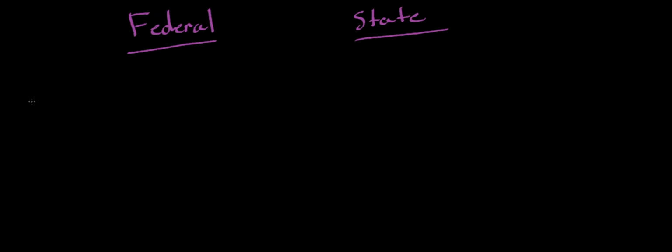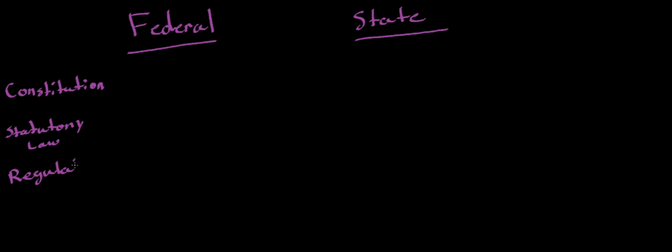So I'm going to make a new table here that incorporates what we've gone over so far. So I have, again, the federal level of government and the state level of government. Now, both the federal and state governments have a constitution, and that constitution divides power between three branches of government, including a legislative branch that makes statutory law, an executive branch that makes regulatory law, and a judicial branch that makes case law.